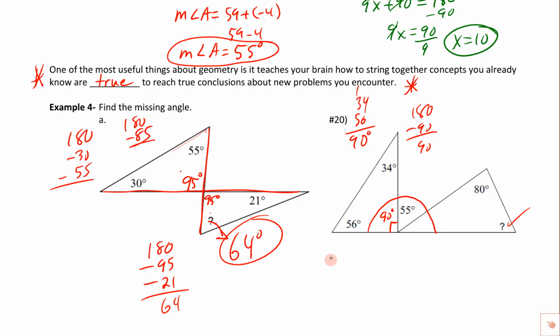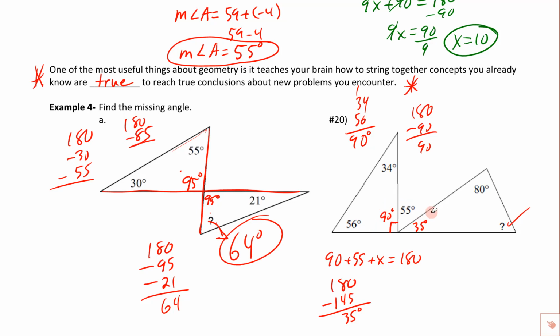So let's go ahead and do that. I'd have 90 plus 55 plus x equals 180. Or I could do that same thing that I did up above. I'm going to take 180 and I'm going to subtract what I get when I add those together. 90 plus 55 is 145. So if I do the subtraction, I end up with 35. So this angle right here is 35 degrees.